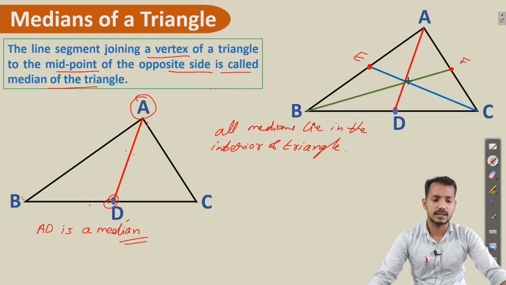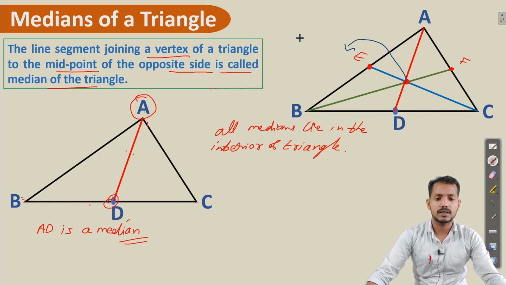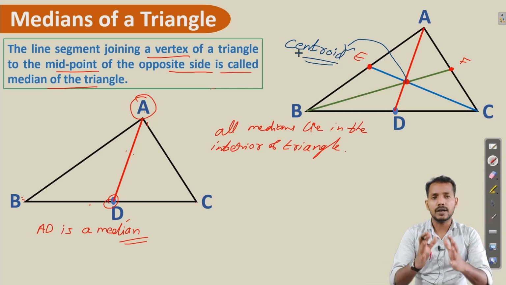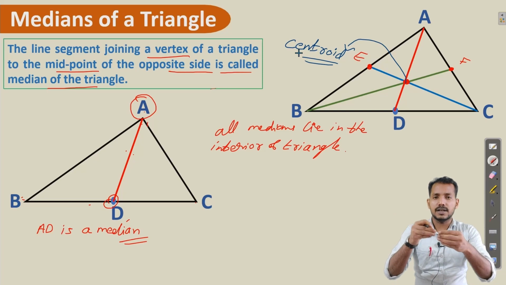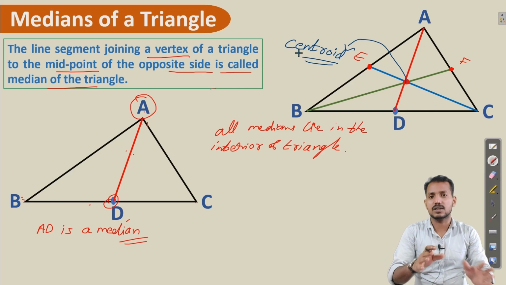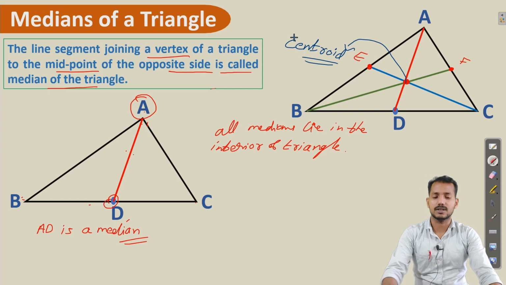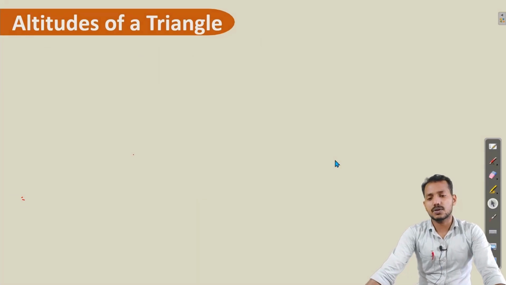And also you can see that there is one point within the triangle where all these three medians intersect. This point is called the centroid of the triangle. Centroid: the point where the three medians of a triangle intersect. That means the common point of the three medians is called the centroid of the triangle, which is not in your syllabus, but just understand it. Okay, what is the centroid?